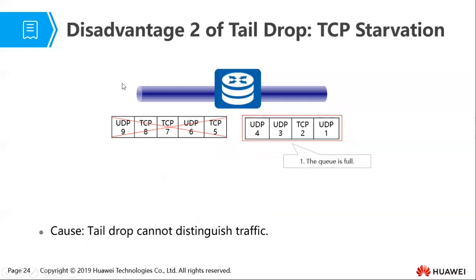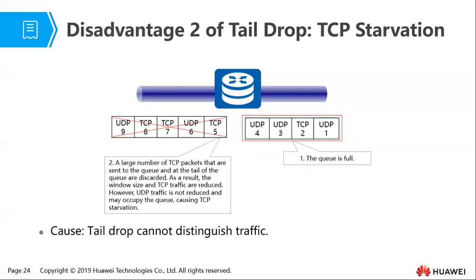When the queue is full, a large number of TCP packets sent to the queue, at the tail of the queue, are discarded. As a result, the window size and TCP traffic are reduced. However, UDP traffic is not reduced. That's the other thing. UDP traffic cannot be reduced and may occupy the queue, causing TCP starvation.